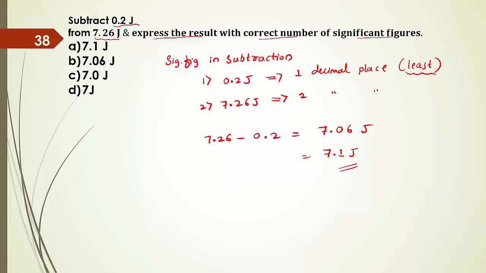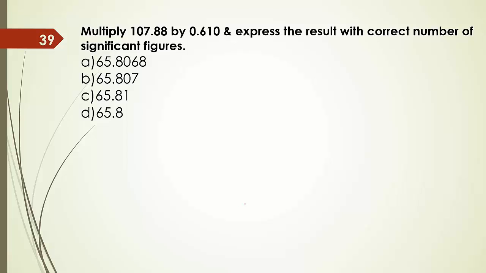Option A is right. Multiply 107.88 by 0.610 and express the result with the correct number of significant figures. Now this is significant figure in multiplication.